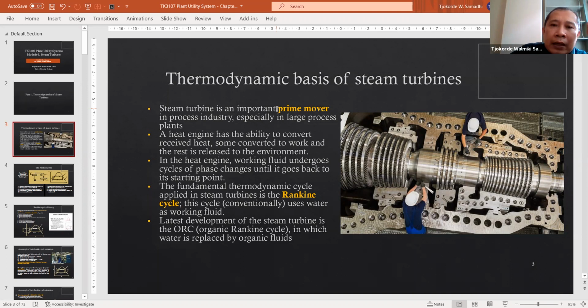Now, you might also notice the words large process plants there. Indeed, the steam turbine tends to be used in larger chemical plants because operation of a steam turbine is not really flexible. It is perhaps one of the slowest process units to respond to any control action.